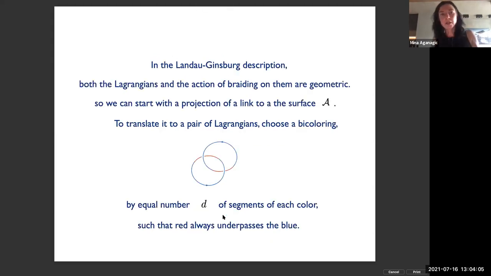So in fact, in this Landau-Ginzburg description, both the Lagrangians and the action of braiding on them are geometric. So you can simply start with a projection of the link on the surface and then translate it to a pair of Lagrangians.